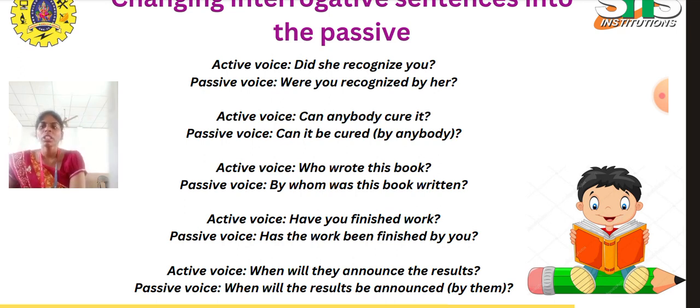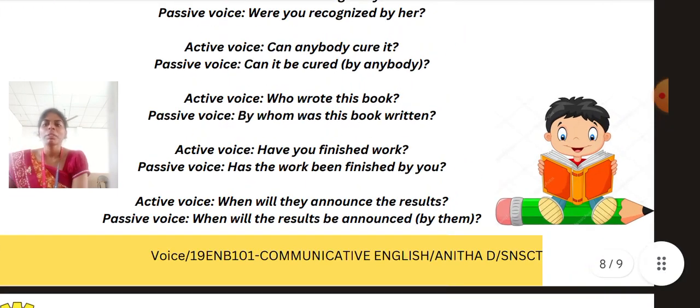Active voice: can anybody cure it? Passive: can it be cured by anybody? So we can change like that. Active voice: who wrote this book? By whom was this book written? Active voice: have you finished the work? In passive voice: has the work been finished by you? And another, last example, active voice: when will they announce the result? When will the result be announced by them?